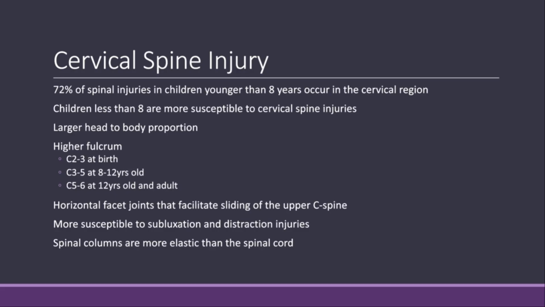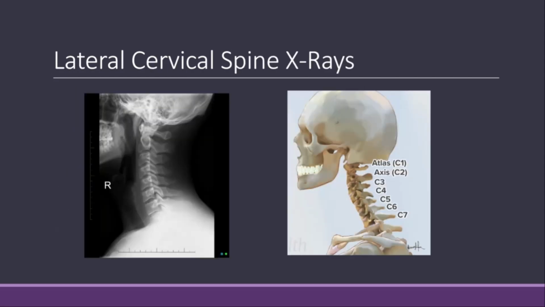Facet joints are horizontal, and that can facilitate sliding of the upper cervical spine. They're more susceptible to subluxation and distraction injuries, and the spinal columns are more elastic than the spinal cord. So this is your lateral cervical spine x-ray. The cervical spine has 7 vertebrae, and the first 2 have fun names, the atlas and the axis.